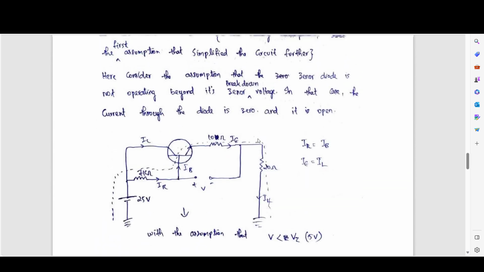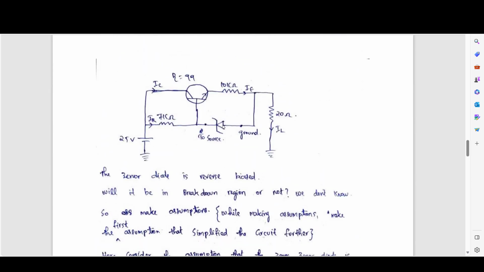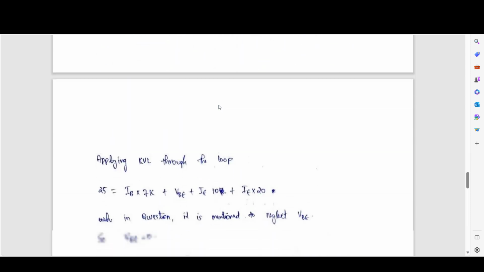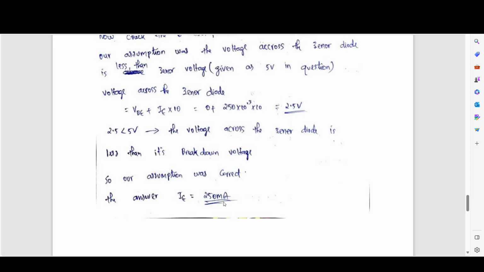So you have to take care whenever we are taking an assumption. The best thing is to try to make the circuit simpler, not complex. If you assume that the reverse biased voltage across this is greater than 5 volt, we have to add a voltage source here and solve it. Then it will become more complex because we are adding a voltage source. Don't make it complex. Make it simpler. So open circuit, the first assumption, should always be the simpler assumption. Open circuit will make the circuit simpler. So the correct answer is 250 milliampere.